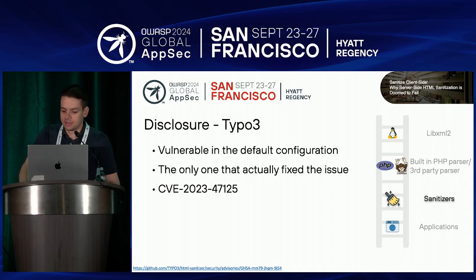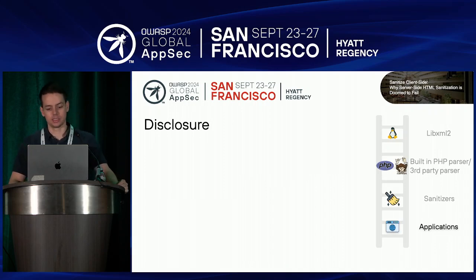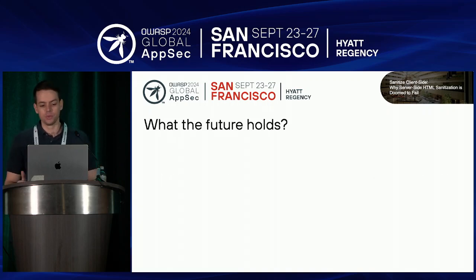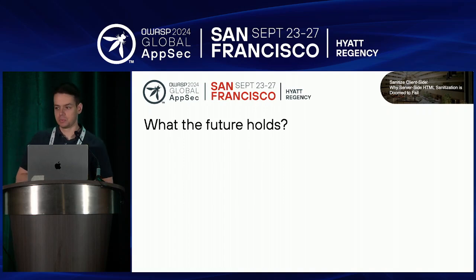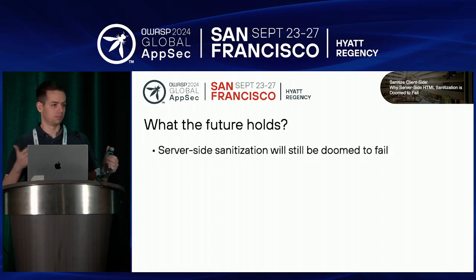But when we go down to the application level, the fundamental issue is still here, even if the sanitizers fixed it. If they parse and sanitize on the server side, there are still so many points of failure, so many other ways that an attacker can come up with in order to bypass the sanitization. But what does the future hold? If you plan to continue sanitizing on the server side, I'm sorry to tell you, it will still be doomed to fail. There is no discussion about it.